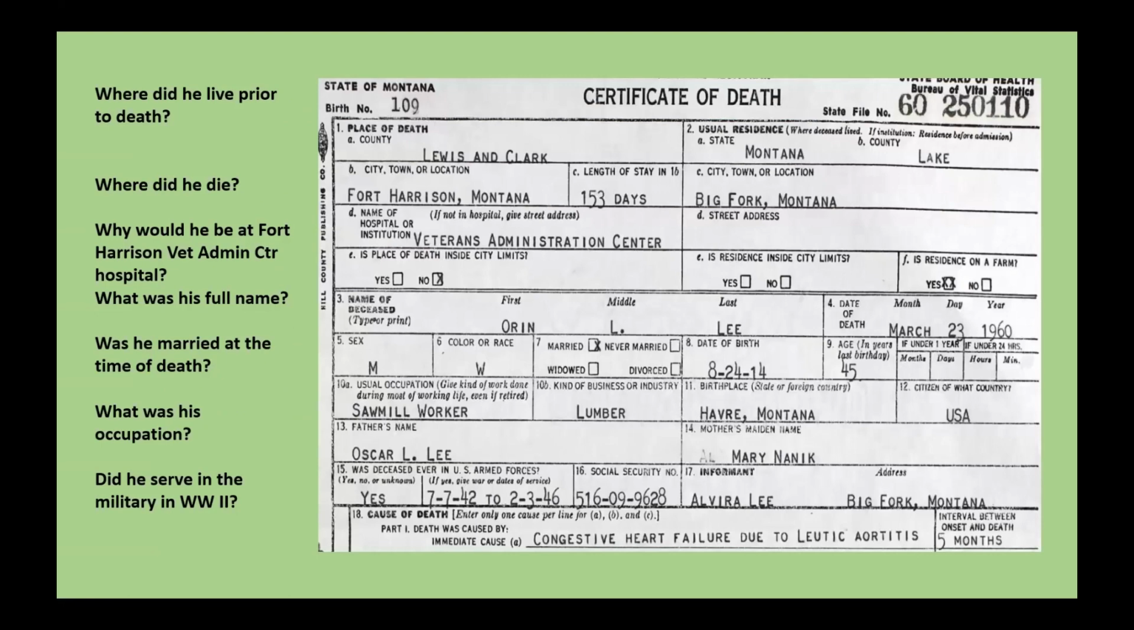So here's a certificate of death for my uncle Orrin Lee, who died sadly at the age of 45. He'd been in Fort Harrison Hospital for 153 days, suffering as a result of extreme heart problems. And those heart problems are serious in my family. And so we look very carefully at these.